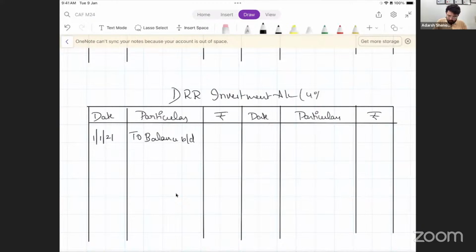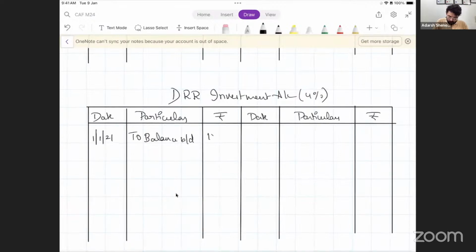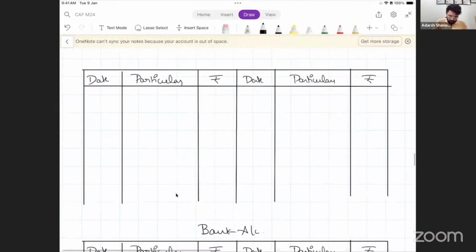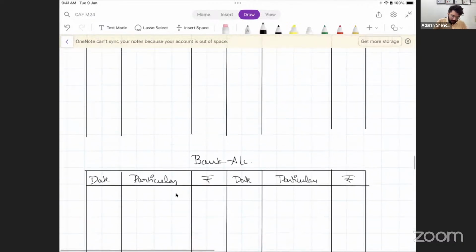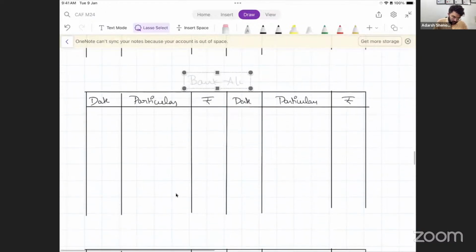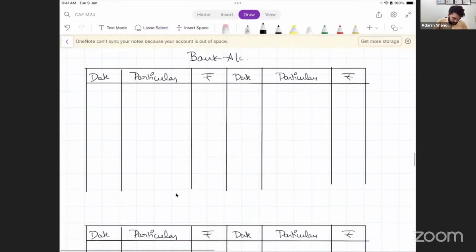You can write in the brackets. Interest rate is 4%. So 4% DRR investment account, 1,50,000. Unnecessary, but you can write if you want. You don't have to look at the question again and again in that case. Bank account balance also you write. This is also an asset. So this will have debit balance 1/1/21, to balance brought down, 9 lakhs.